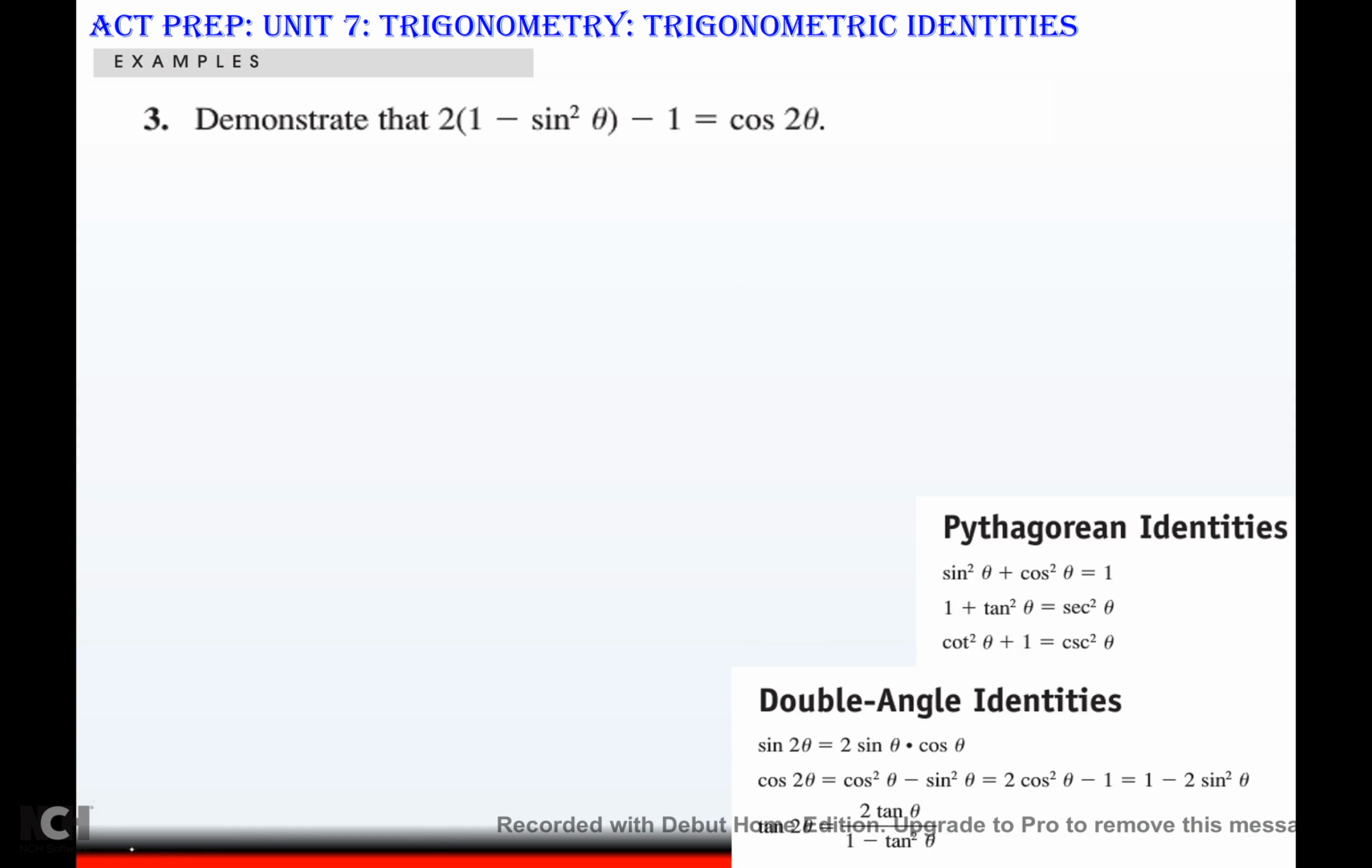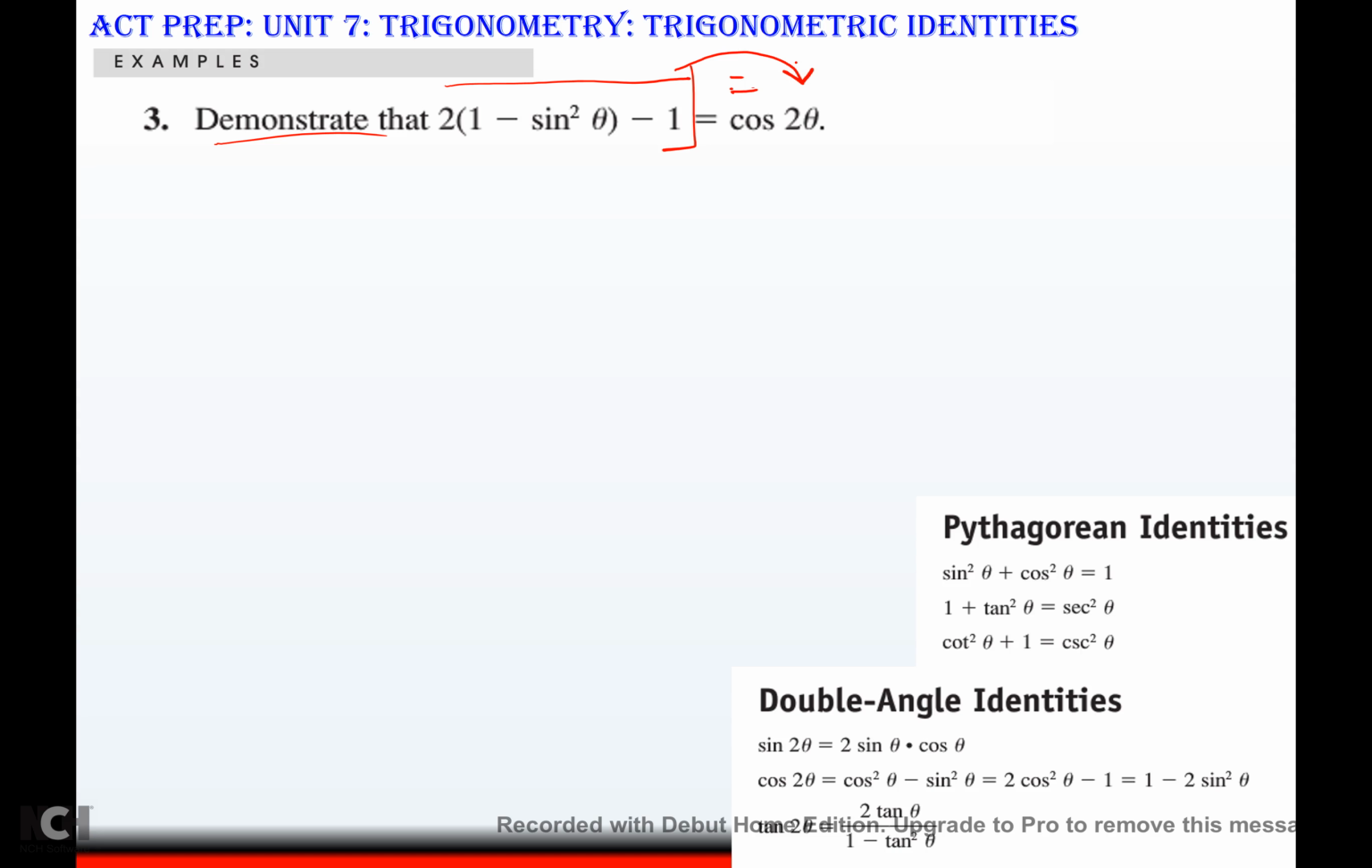Alright, this one says demonstrate that 2 times 1 minus sine squared theta minus 1 is equal to cosine 2 theta. Your technique for these, anytime they're trying to say demonstrate that this side is equal to this side, you pick a side and you simplify it. I'm going to pick the more complicated side, and I'm going to try and see if I can reduce or simplify it down to look like cosine 2 theta.